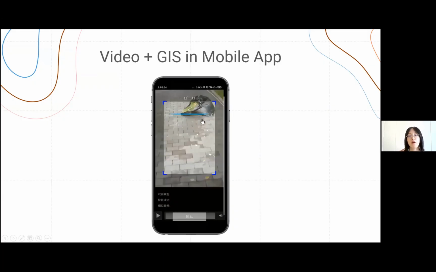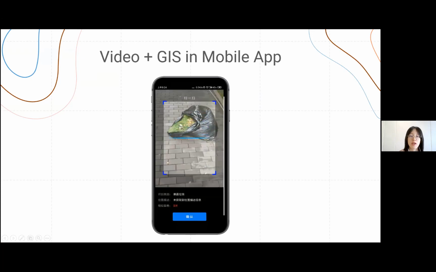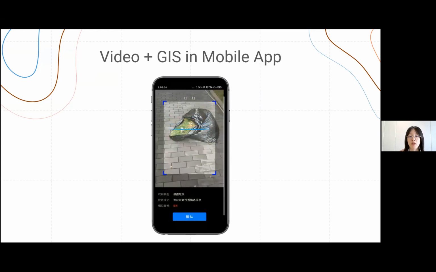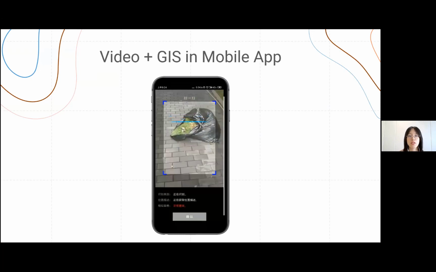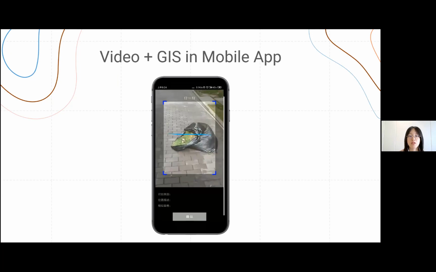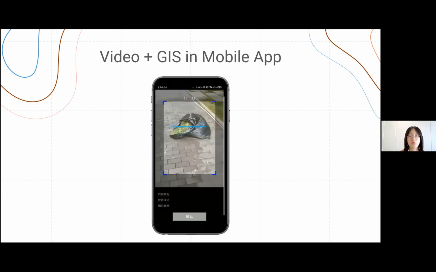And if we are using mobile apps, we can also combine video and GIS together. Like in this example, we find some trash on the road, and we can use our mobile app to scan it, and then it can automatically recognize, oh, here is the trash, and it can record its location and the time we found it, and submit to those managers so that they can clean up the road immediately.